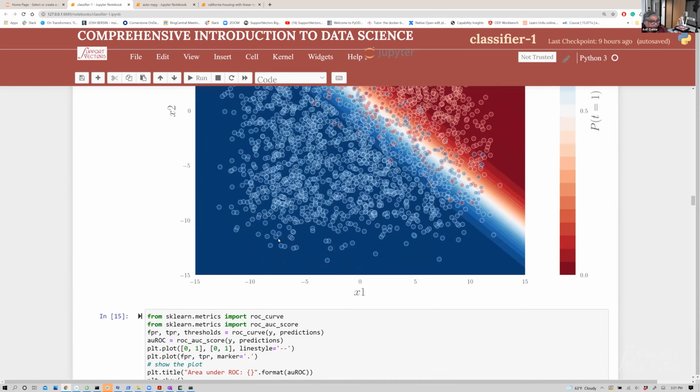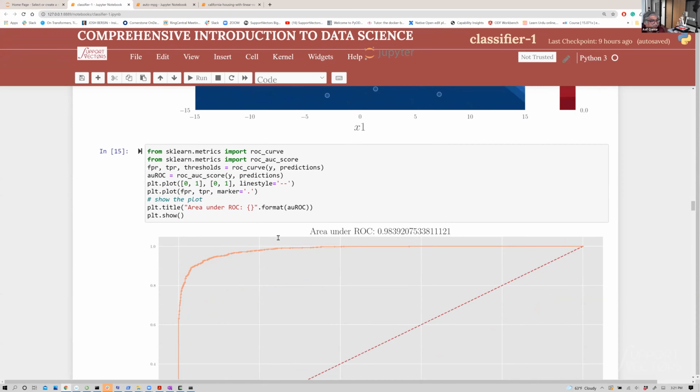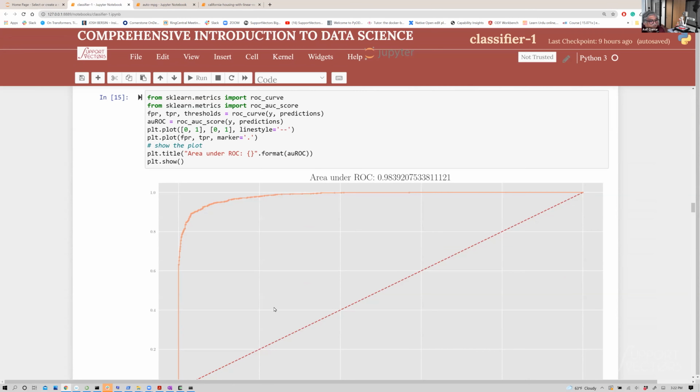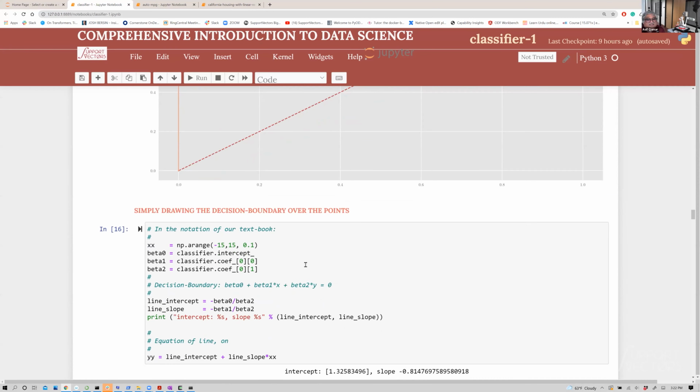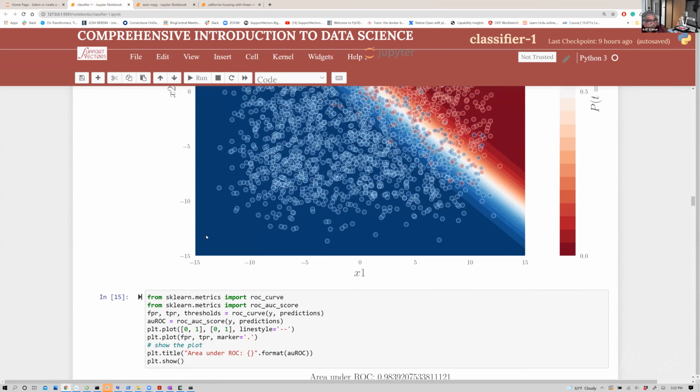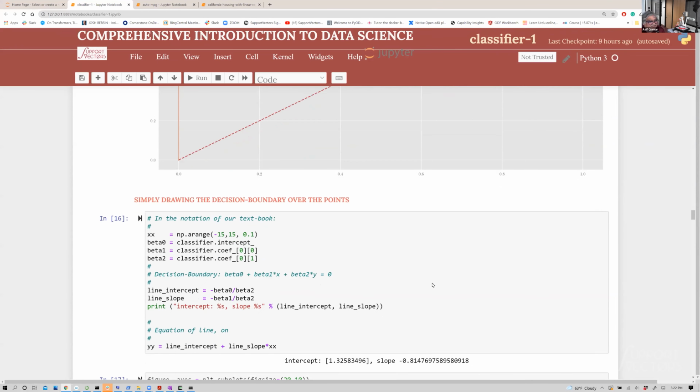So you can make your own decision here. Then this is the area under ROC curve. Pretty good, right? Now let's do one thing. This is all very fine. You see the regions being formed. Let us physically draw the decision boundary.